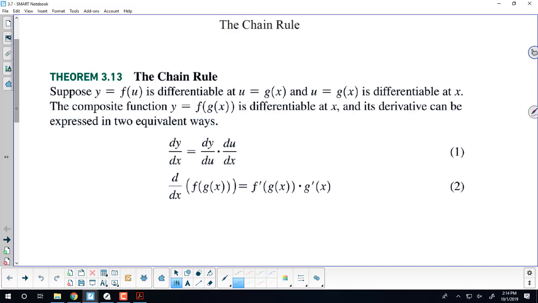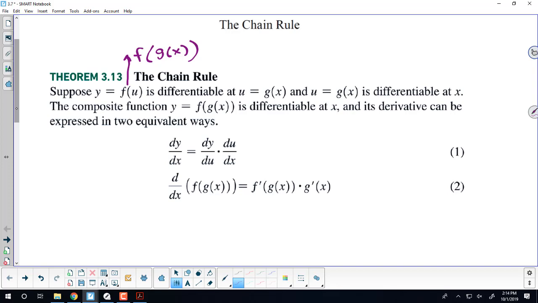It says, suppose y equals f of u is differentiable at g of x, and so u is g of x. So we're talking about f of u as f of g of x with a substitution. The function is differentiable at the inner function, and the inner function is differentiable at x.